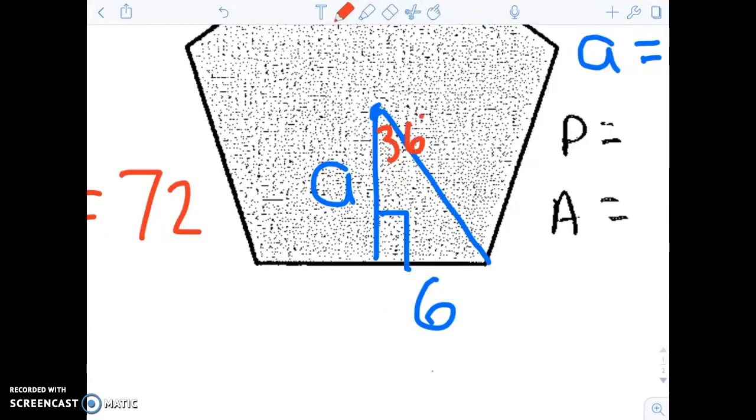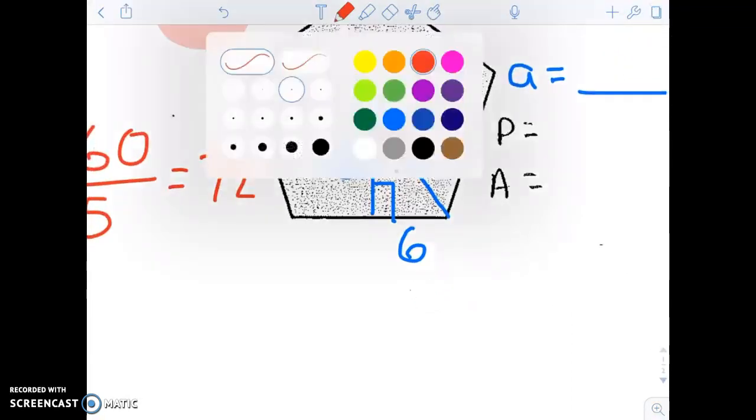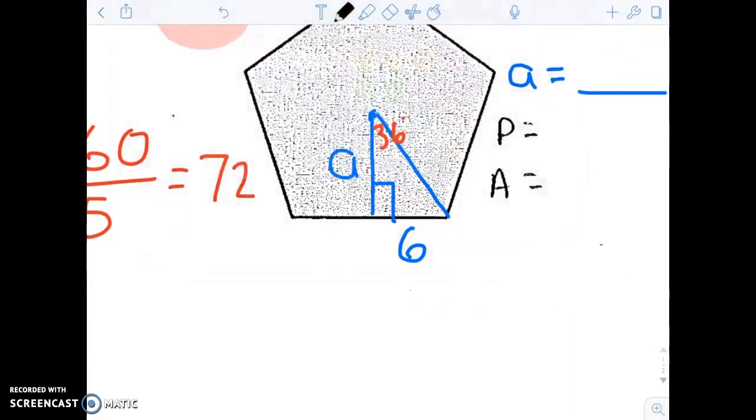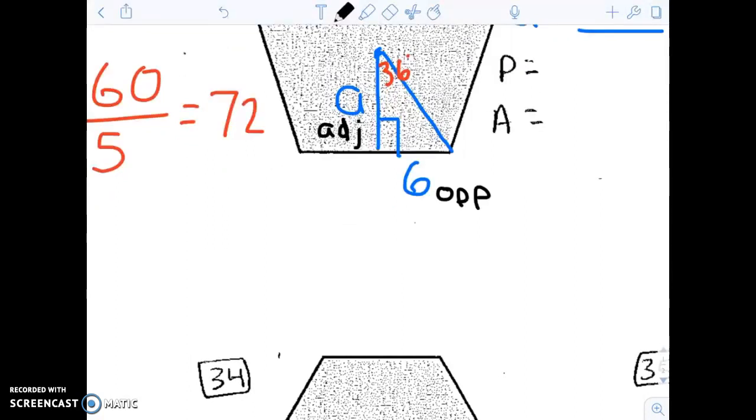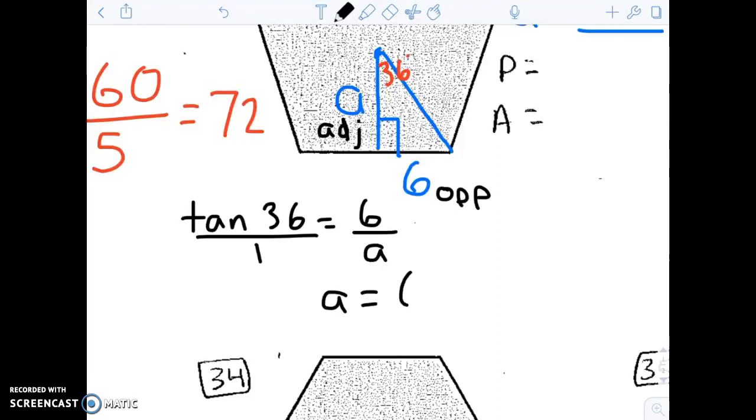So using that angle and the opposite side over here, I can find my apothem. So 6 is the opposite. The apothem is the adjacent. So to find that apothem, I'm going to use tangent. Tangent of 36 will equal 6 over the apothem. Put that over 1. This time around, though, to get the apothem, I'm going to have to divide. So 6 divided by tan of 36. This will give me an apothem of 8.3.